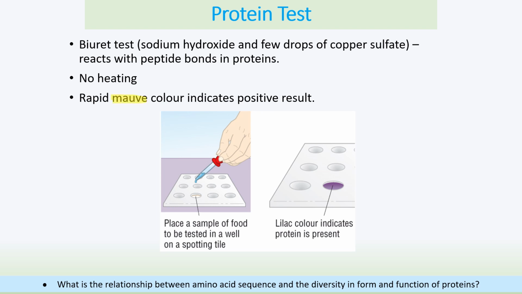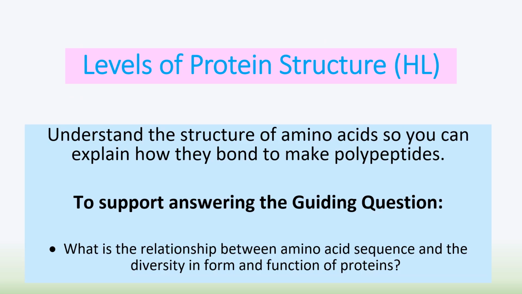I'm just going to highlight this bit though, because people get this wrong all the time. They will say it reacts with the amino acid. It's not. It's reacting with the peptide bond when you're explaining it. Now we go on to the higher level stuff only, about what we call the levels of protein structure. Standard level students do not need to continue from this point.